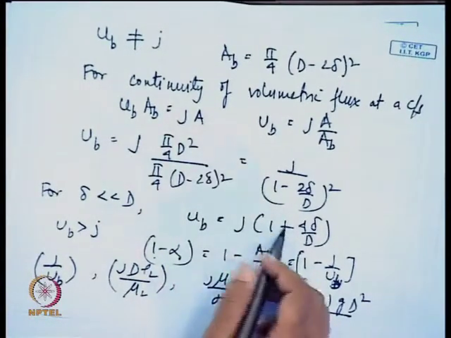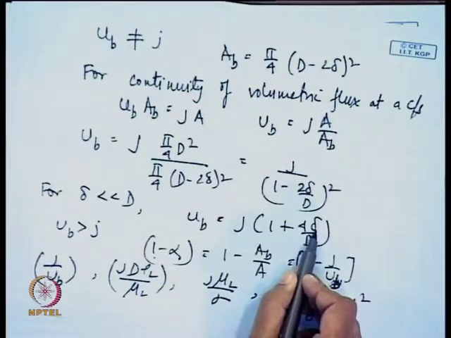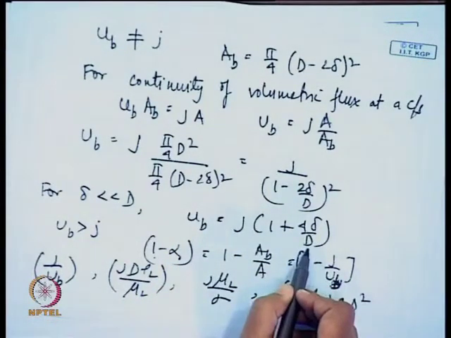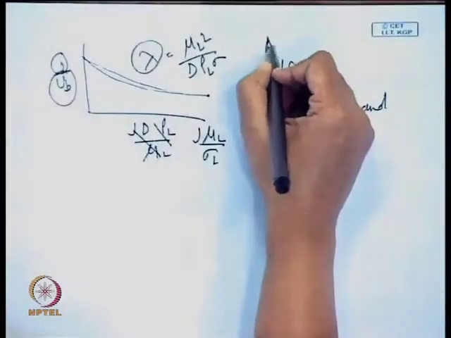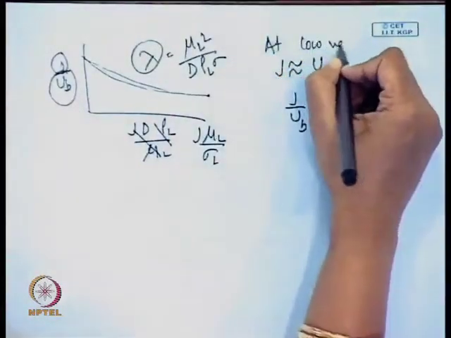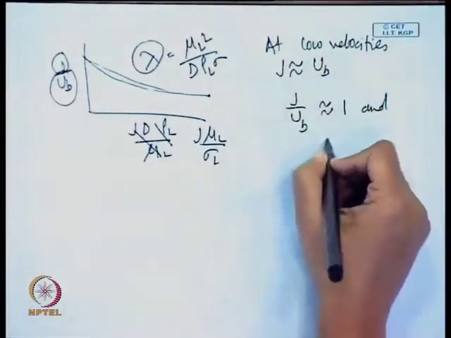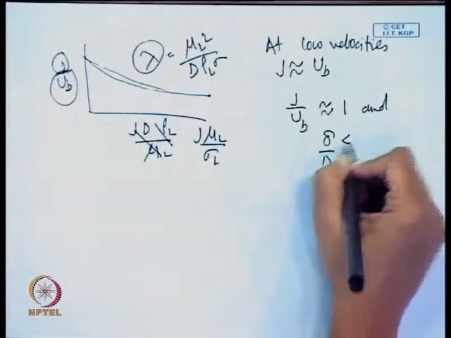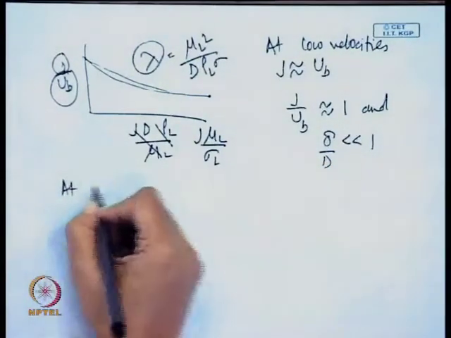So, at low velocities, J is equal to UB almost, which implies delta has to be much less than D. Okay? So, we find that at low velocities, J is almost equal to UB, and delta by D is much, much less than 1. And at high velocities, what happens?